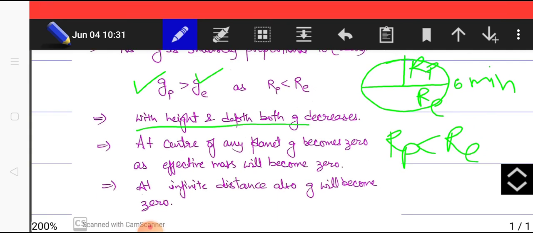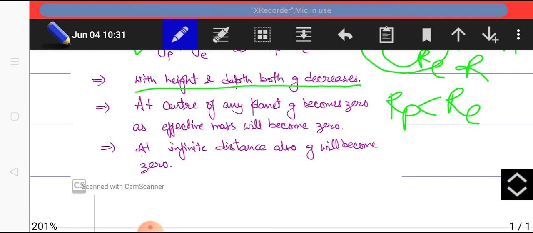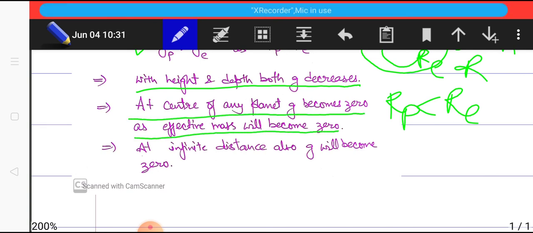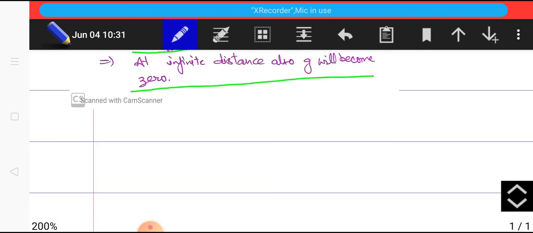With height and with depth both, g decreases, because if you go down the effective mass will become lesser, and if you go to a height the distance increases, and g is inversely proportional to distance square. So hence g decreases with both depth and height. At the center of any object or planet, g becomes 0 because effective mass working for gravitational force is 0. Also at infinite distance g will become 0, as we have r square in the inverse relation.